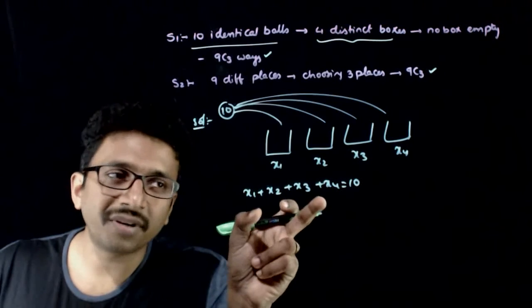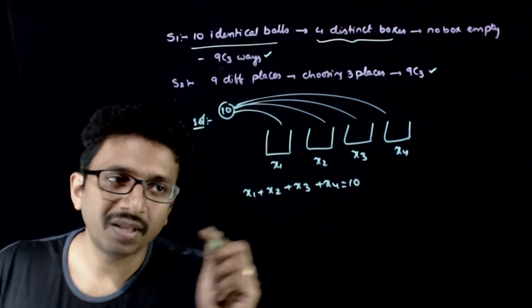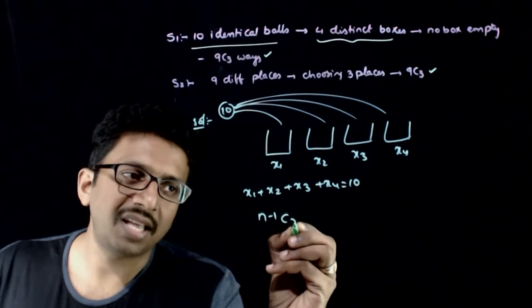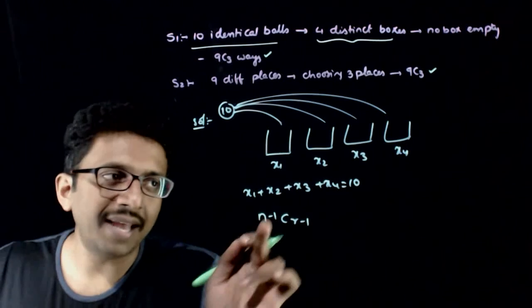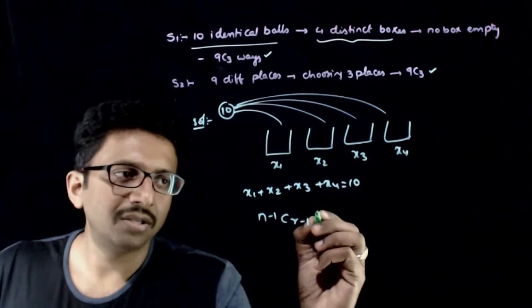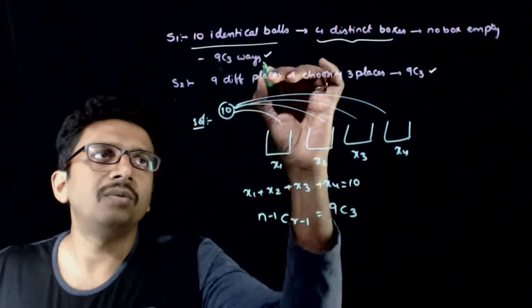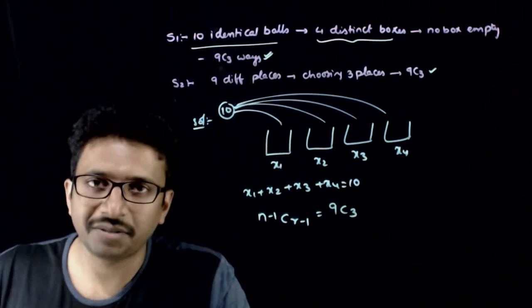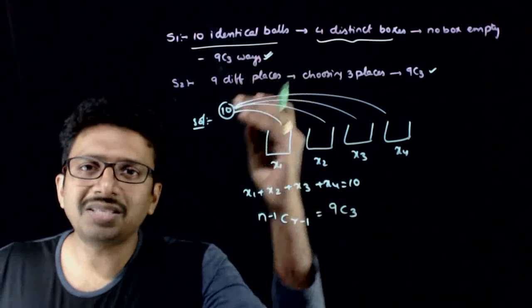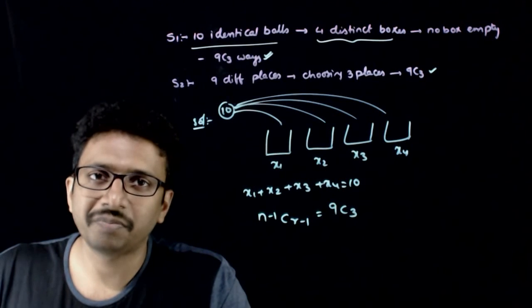So what is the formula for the number of positive solutions to this equation? It is (N-1)C(R-1), where N is the total number of objects and R is the total number of boxes. So that is equal to 10 minus 1, which is 9C3. So the first statement is also right. So both the statements are right, but statement 2 is not a correct explanation for statement 1. Thank you.